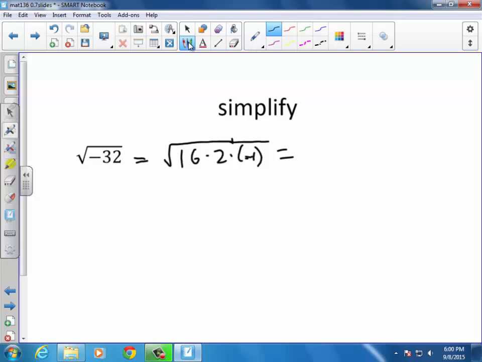Square root of 16 is 4. Square root of -1, there's our i, and we're stuck with the 2. So standard form to write something like this with radicals would be 4i radical 2. They generally don't write the i after the radical because they're afraid that it may look like the i is underneath the radical sign. So 4i radical 2.